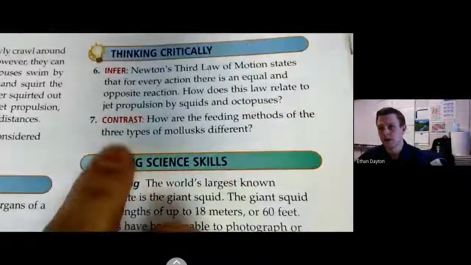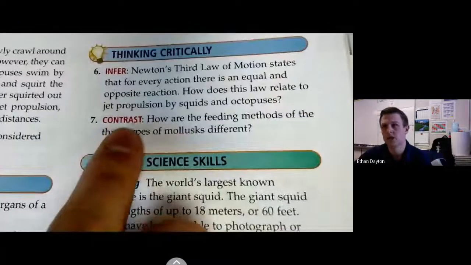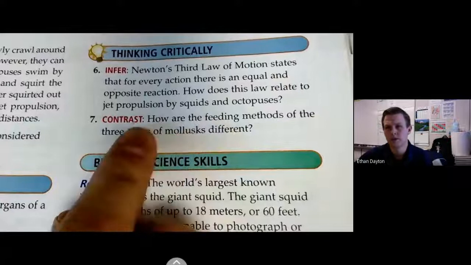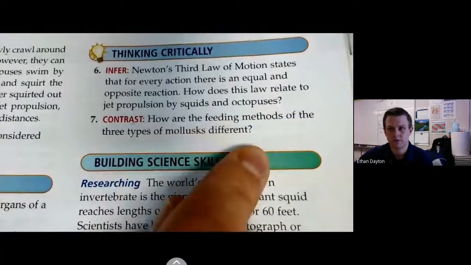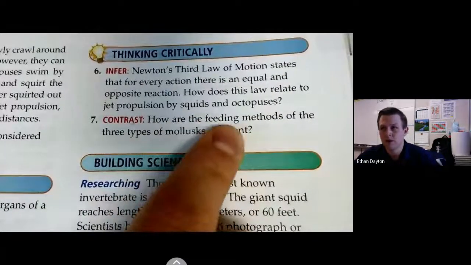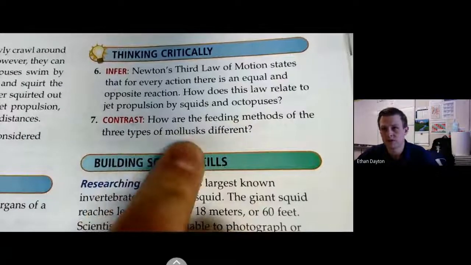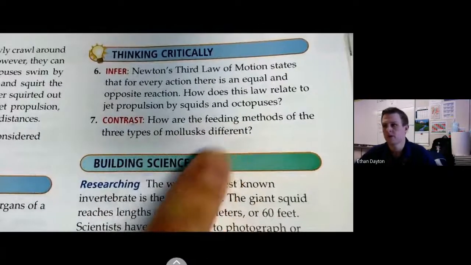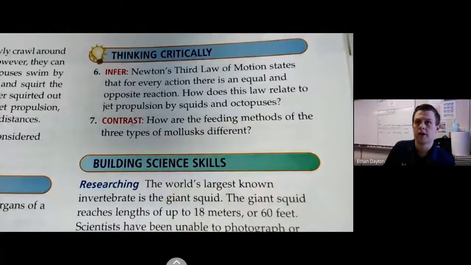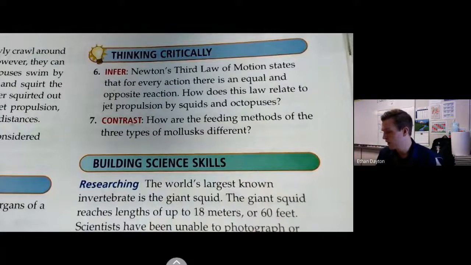Okay. And number 7, contrast, excuse me. How are the feeding methods of the 3 types of mollusks different? All right, so talk about those differences there. All right, again, that should be answered in your science notebook, questions 1 through 7 on page 209.